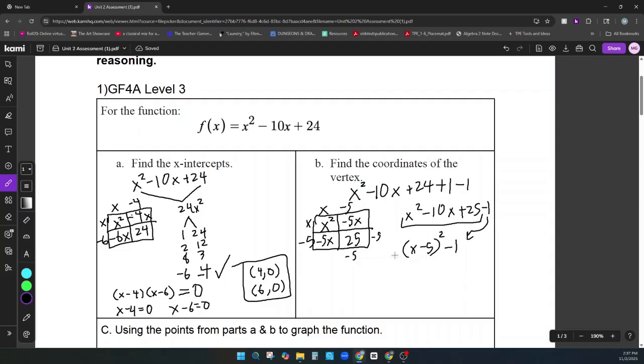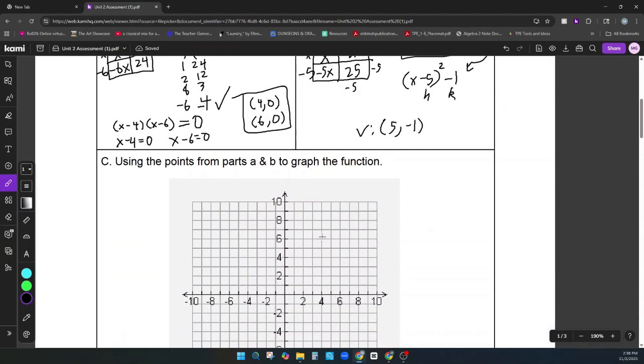So I'm done completing the square, and now I have my vertex form. But the question is not asking for vertex form, it's asking for my vertex. So I must look at my h and k values, which will then give me my vertex of 5, negative 1. Remember our h rule. Whatever our h value is, we always must do the opposite. So this is my vertex, and I am done with part B.